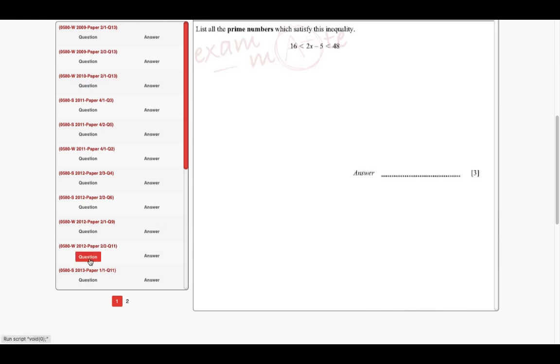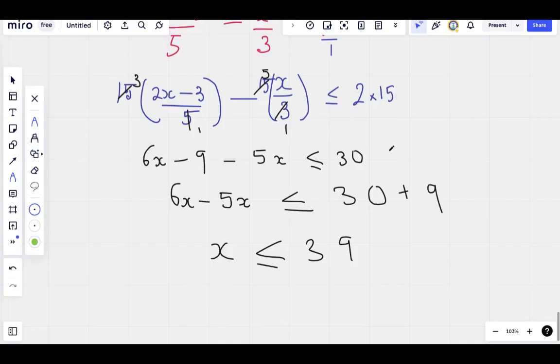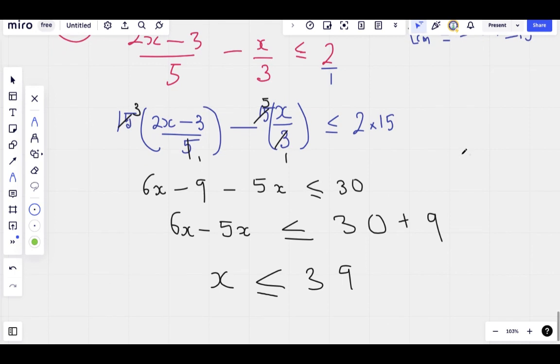Let's see another question. Before you get tired, let's do at least as many as we can. Okay, let's see this question. List all the prime numbers which satisfy this inequality. We have to solve the inequality first, and then we list the prime numbers that satisfy it. So we say 16 is less than 2x minus 5. Okay, this is a double inequality. Question number 15.